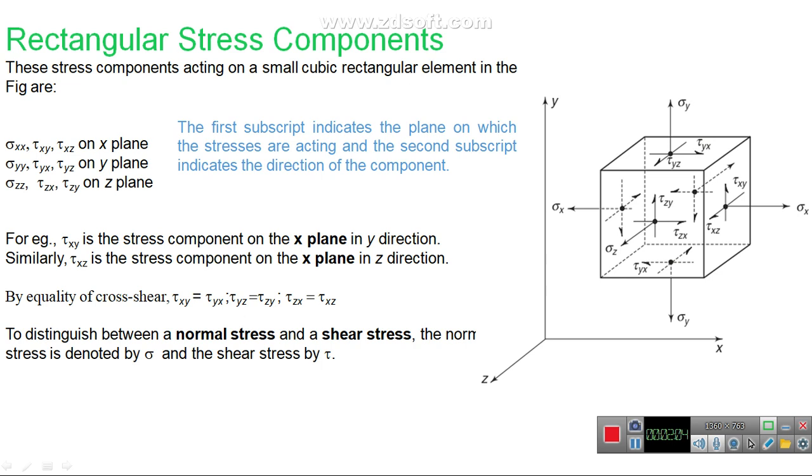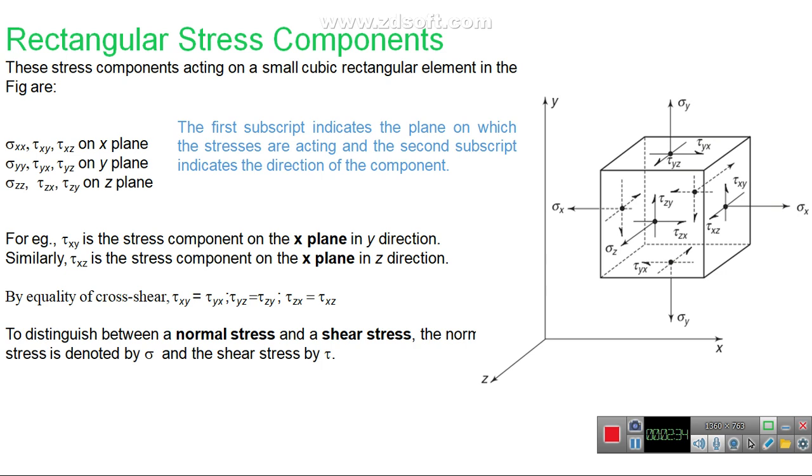3 of these components, sigma xx, sigma yy, and sigma zz, are the normal stresses exerted with the same orientation as the coordinate axes. The remaining ones are the components of the shearing stresses on this element. But obviously these components in total count to 9 instead of 6. But due to the equality of cross-shear, tau xy is equal to tau yx, similarly tau yz is equal to tau zy, and tau zx is equal to tau xz.